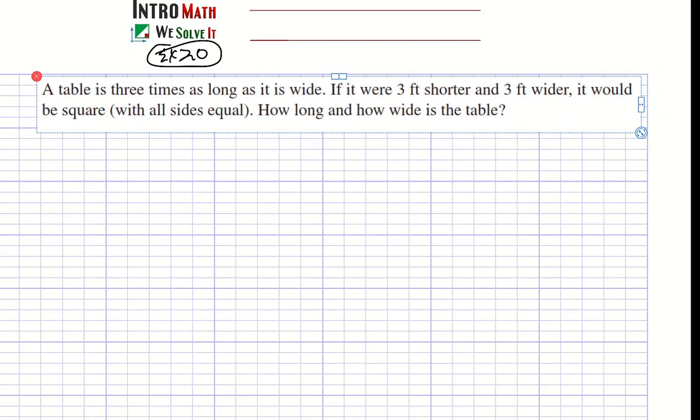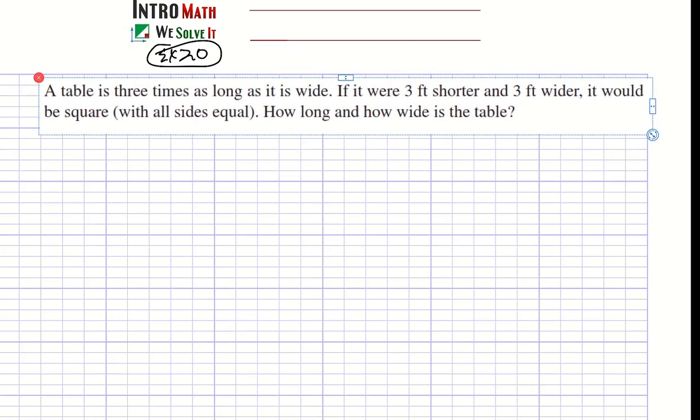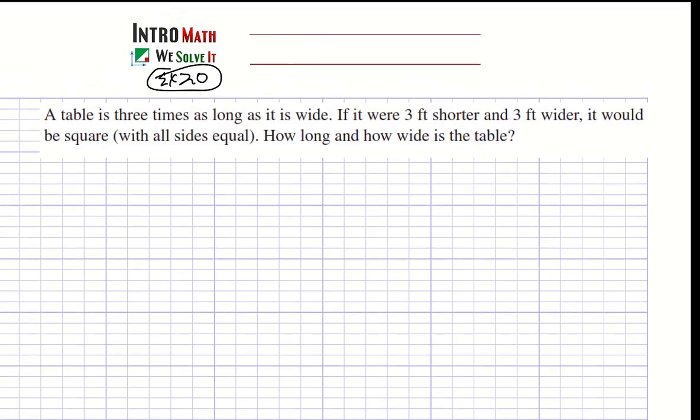Alright. So let's see this here. It says a table is 3 times as long as it is wide. If it were 3 feet shorter and 3 feet wider, it would be square, with all sides equal. How long and how wide is the table? Let's make sure we understand it. Alright, let's read it again.